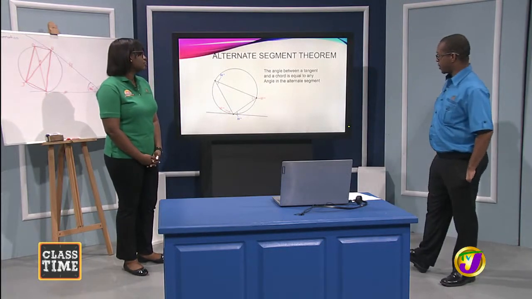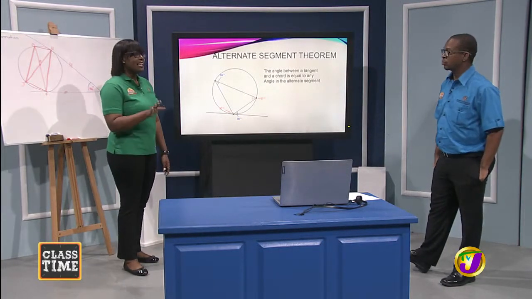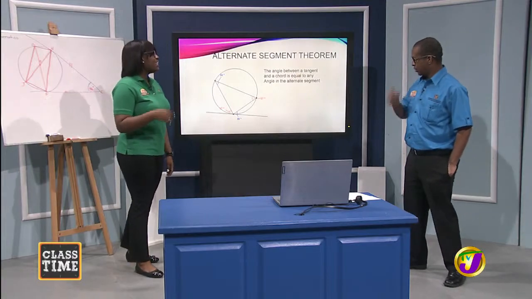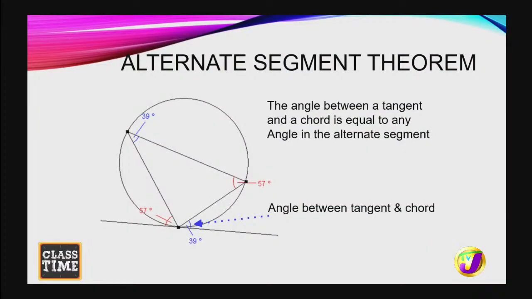Okay, let's look at this question. So again, guys, hope you're taking notes. The angle between a tangent and a chord is equal to any angle in the alternate segment. I know we said it, but this is for repetition and for you to write it down, so you have some notes as we go through our lesson.